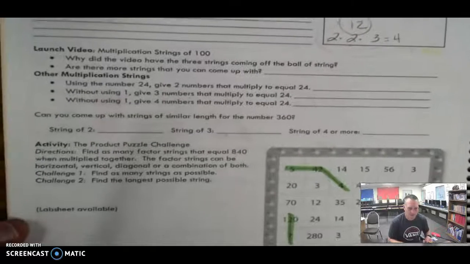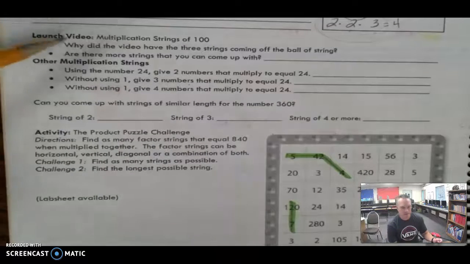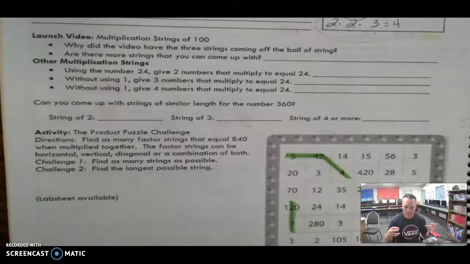Now, I don't have the video for two reasons. One, it's really lame, and two, I can explain it much better. Basically, there was a video, and it had a ball of string, and string was coming off of it, and it had factors in it.